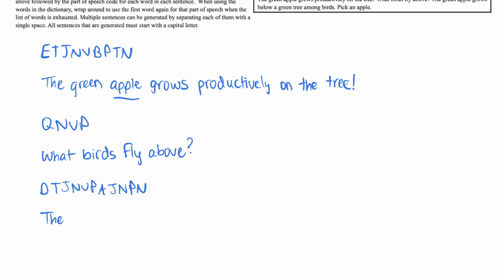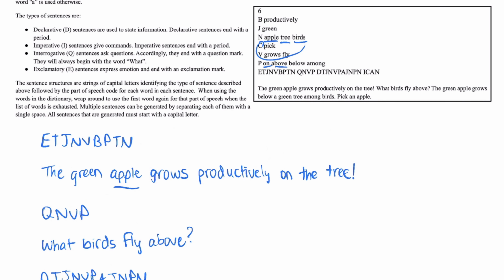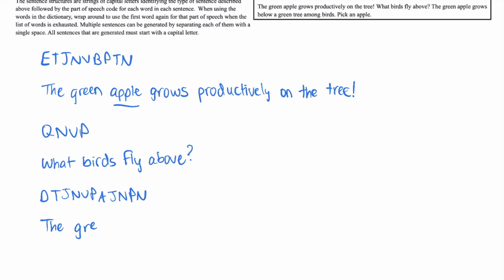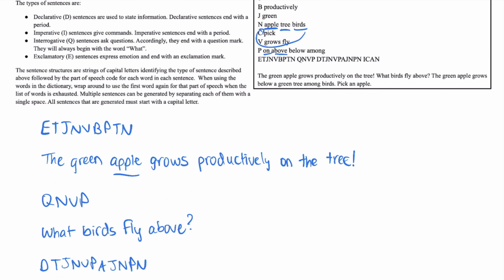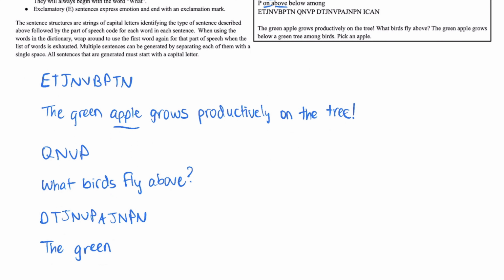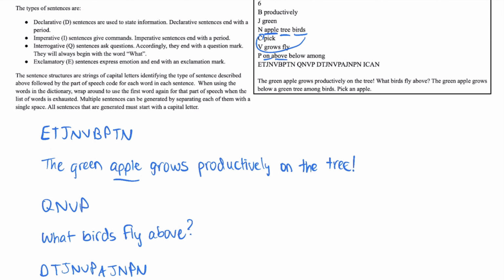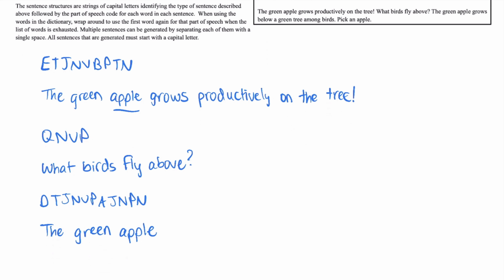And then we have a J, well that's an adjective, and we only have one adjective, so we're just going to use green again. Next we have to use a noun, because that's N, and so we've already used apple, tree, and birds. So the last one we used was birds, so we're just going to cycle back again and use apple. So the green apple. Next we have a verb, which is V, and for our verbs we only have grows and fly. Well, the last verb we used was fly, so the next verb we're going to use is grows.